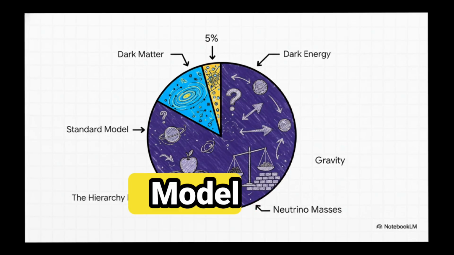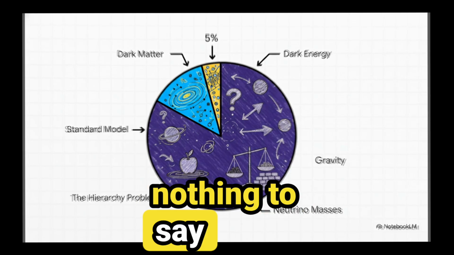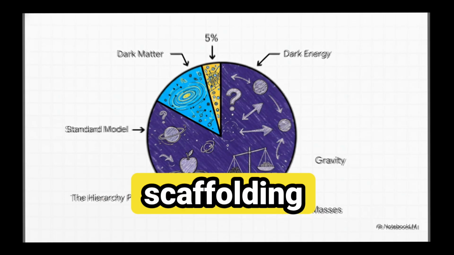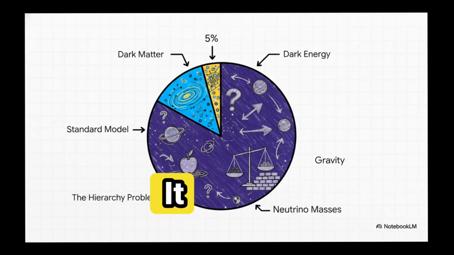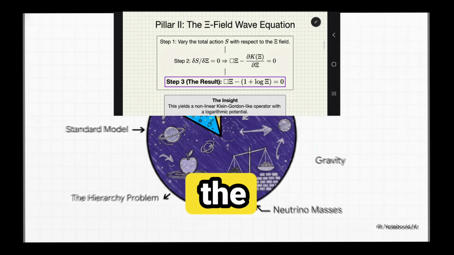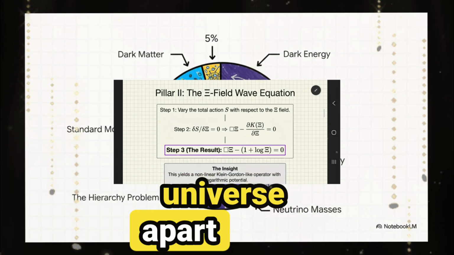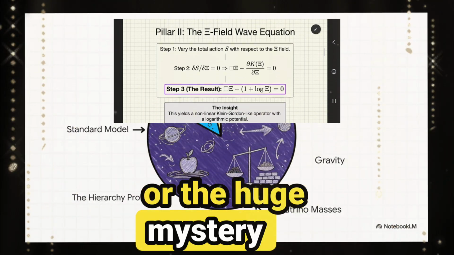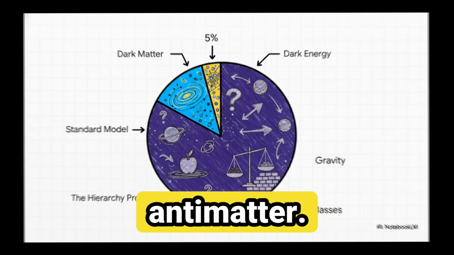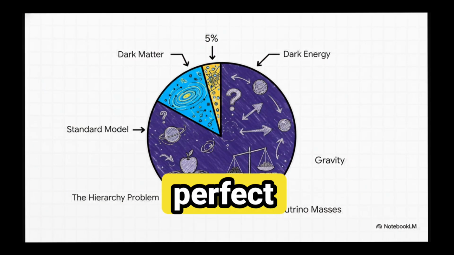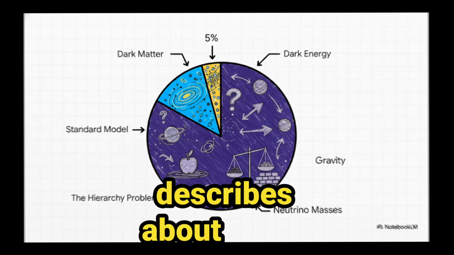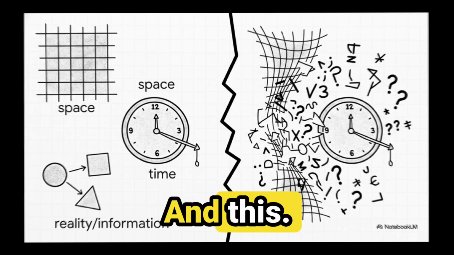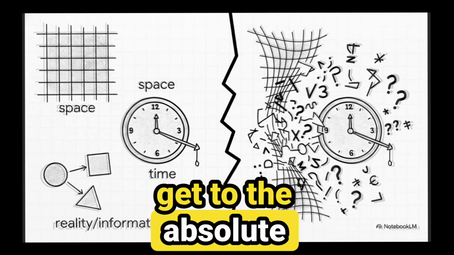The standard model has absolutely nothing to say about gravity. Zero. It can't explain dark matter, that invisible scaffolding holding our galaxies together. It has no clue what dark energy is, the mysterious force blowing the universe apart at the seams. It doesn't explain why neutrinos have mass, or the huge mystery of why there's so much more matter than antimatter. Get this, our nearly perfect theory only describes about 5% of the stuff in the known universe. Just 5%.